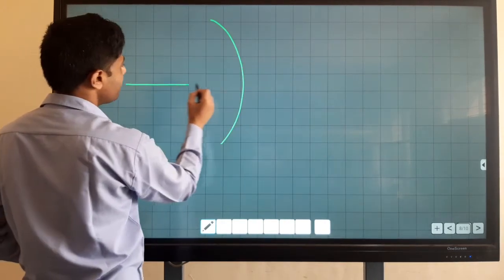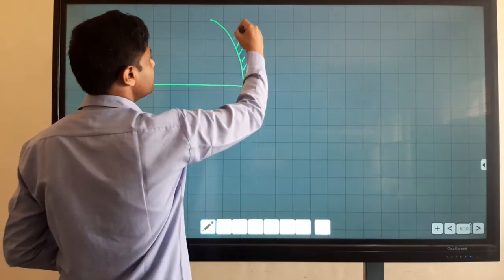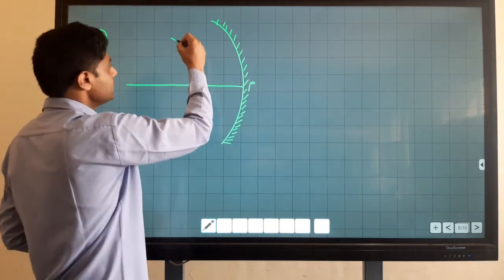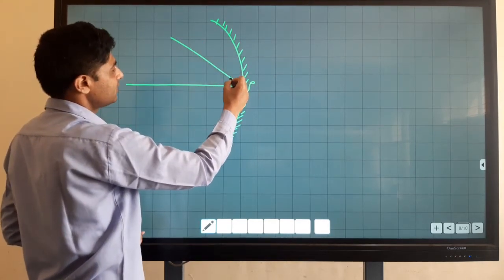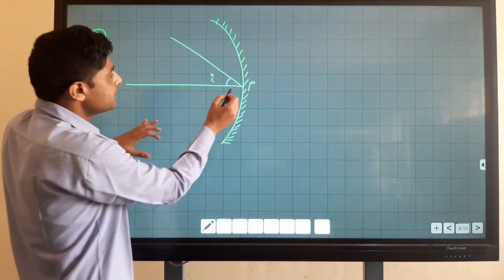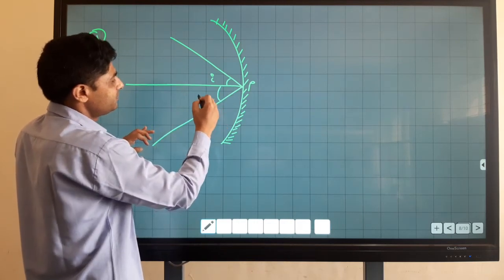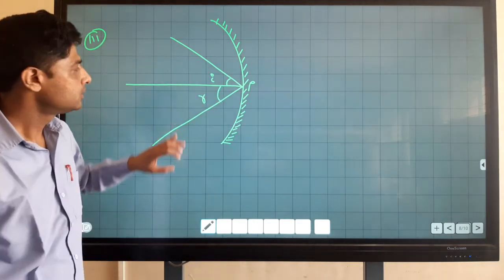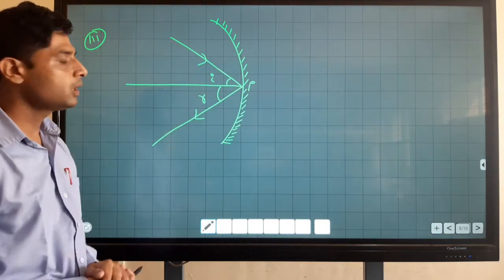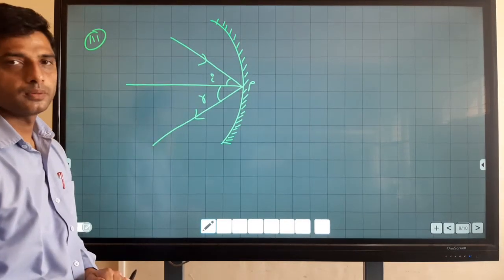Third rule, when a ray of light is obliquely incident at the pole, then it is reflected at the same angle, according to the rules of reflection. This is the third rule.